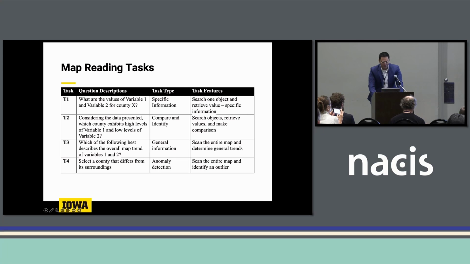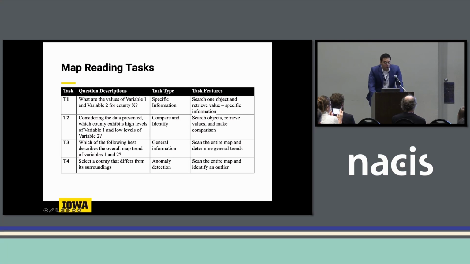Each group had to complete 4 types of map reading tasks. The first one asked for specific information, which required participants to identify the values of a particular county. The second task required them to search for objects given relative values, so find a county on the map with high variable X and low variable Y. The third task was to view the entire map and determine overall patterns regarding the 2 variables, so a general information question. And the fourth task, which was anomaly detection, asked them to look at the entire map and select a county that differs from its surroundings.